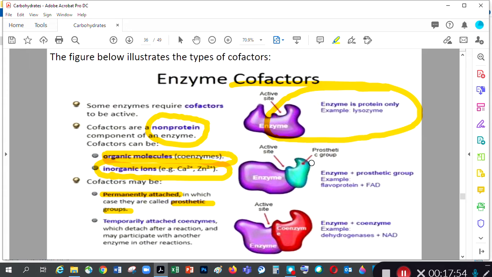Now we added the cofactor here. We have the prosthetic group here, and those prosthetic groups, if we have permanent attachment of the inorganic ions or the coenzymes, organic molecules, that is permanent attachment. In this case it's permanent attachment, and in this case just a temporary one. So the coenzymes are really attached to the enzyme. And this is just an example of the reaction that's really supporting this idea.